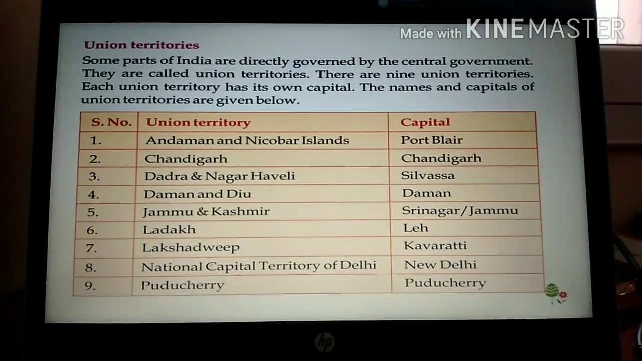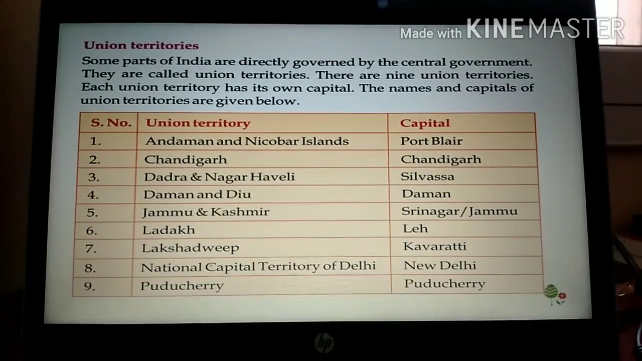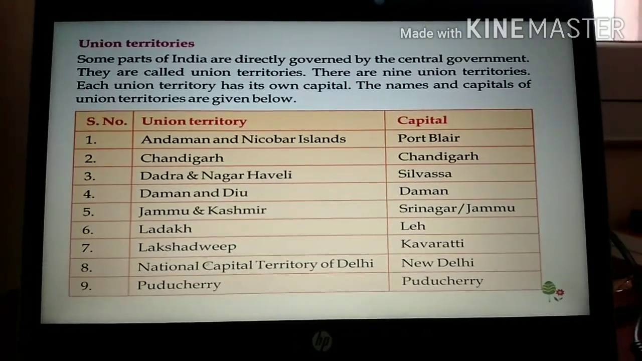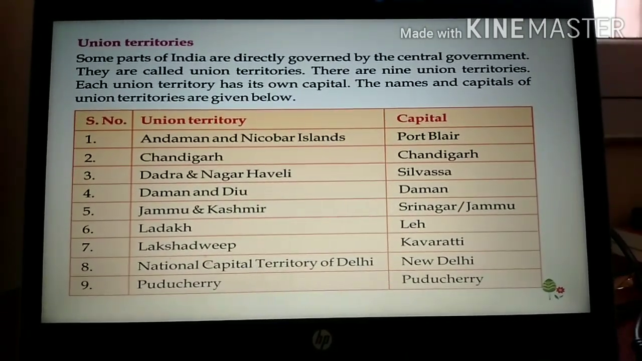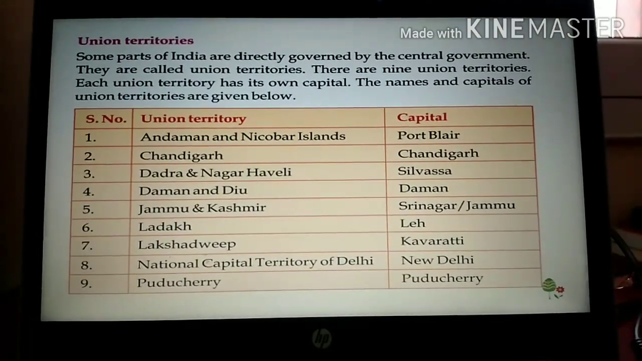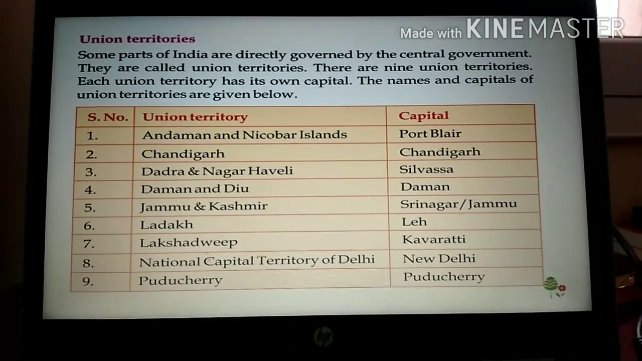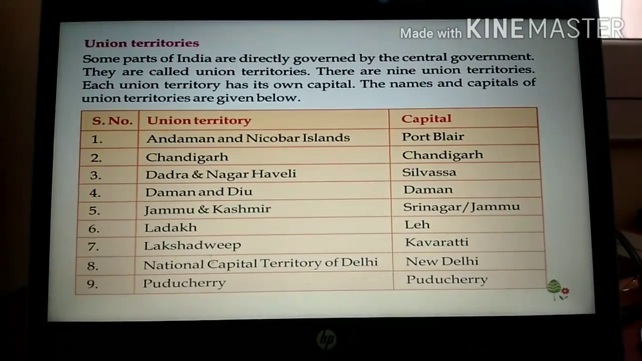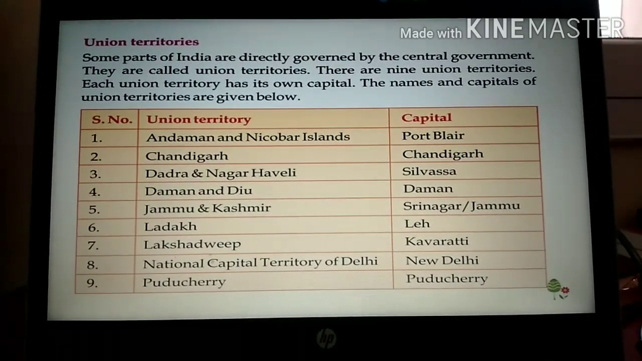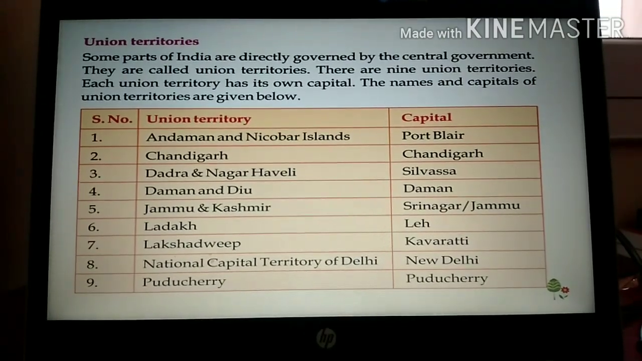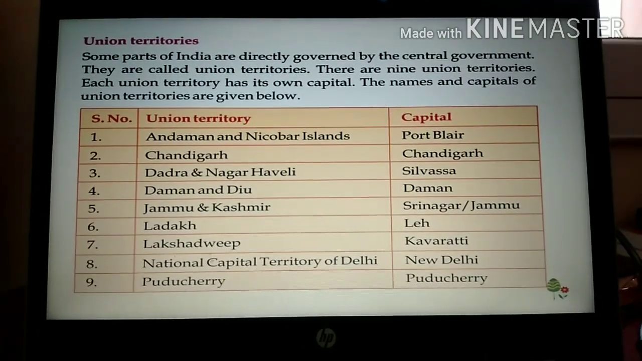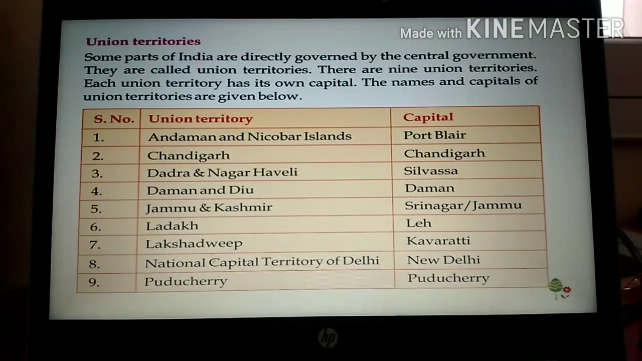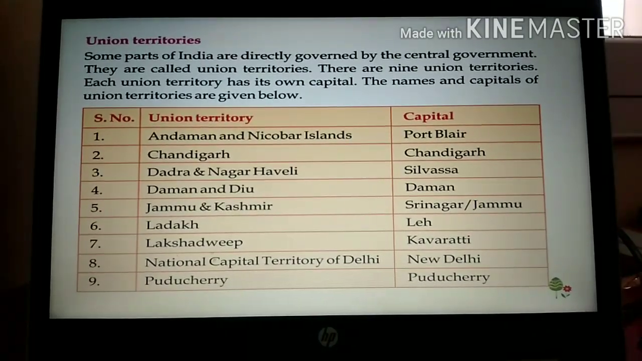Jammu and Kashmir, earlier Jammu and Kashmir was a state, but now it is a Union Territory. And the capital is Srinagar in summers and Jammu in winters. Ladakh, capital of Ladakh is Leh. Lakshadweep, Kavaratti. Then National Capital Territory of Delhi, and the capital is New Delhi. Then Puducherry and the capital is Puducherry itself.